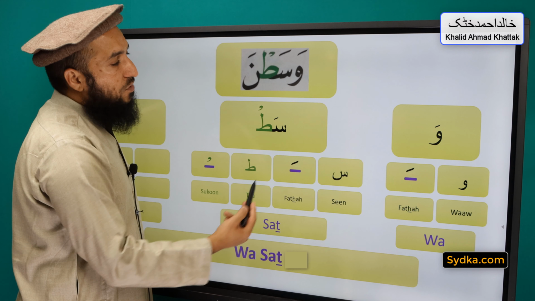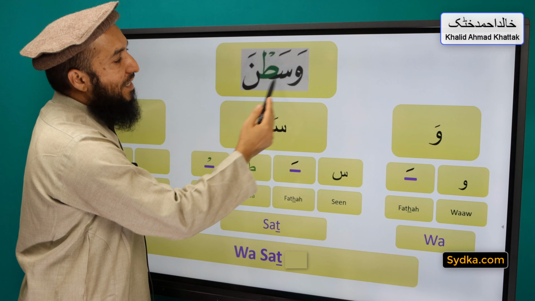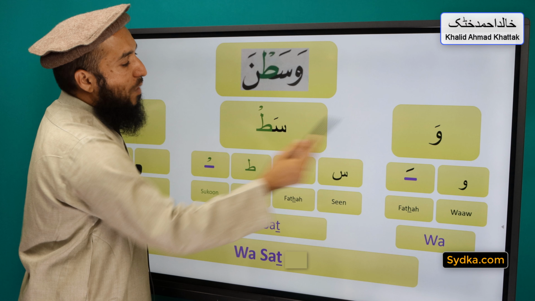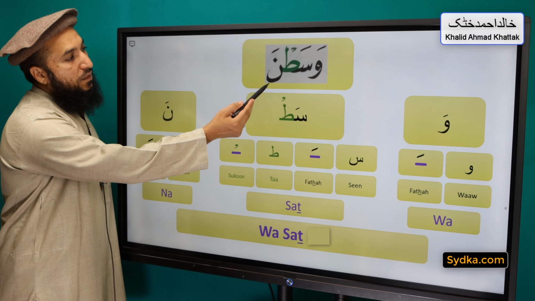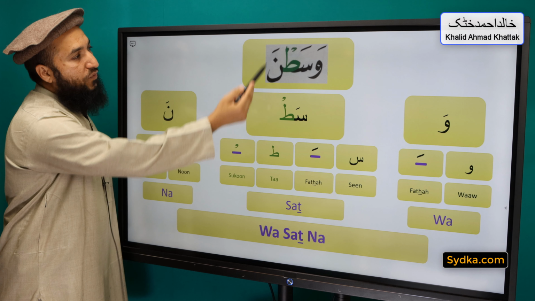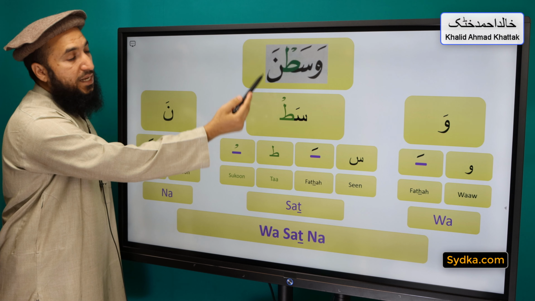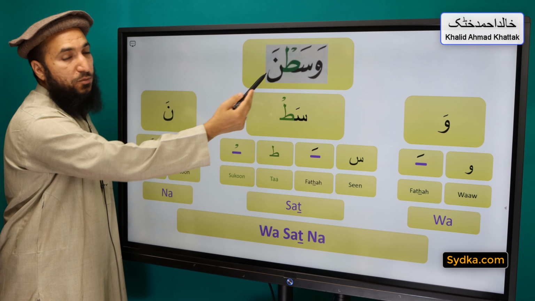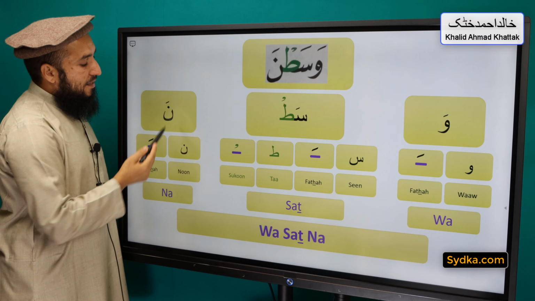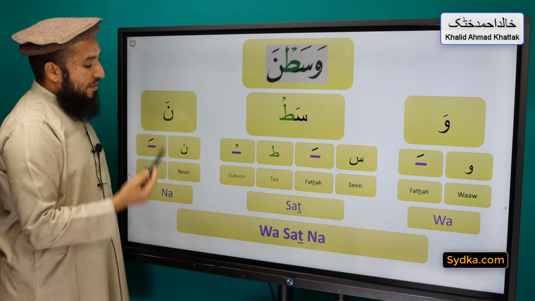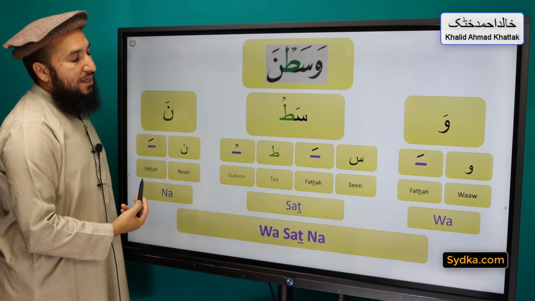Combining these 2 syllables together we have wasatu, wasatu, wasatu. The next syllable we have is noon fatha na. Noon is a light letter, it has fatha on top of it, and it is prolonged for 1 count. Noon fatha na.